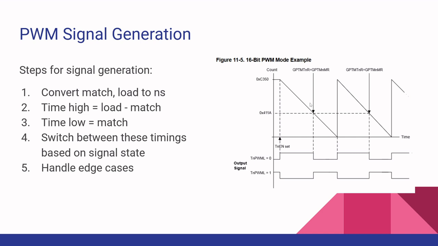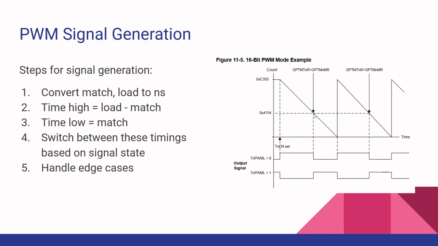We can't just check each frame or each clock cycle. We could, but it would probably be very inefficient. I'm not sure how QEMU handles a lot of timeouts. So instead, we just convert the match and load values into nanoseconds. Then whenever we're resetting or starting up the timer, it will compute load minus the match value. And that gives us this time window here.